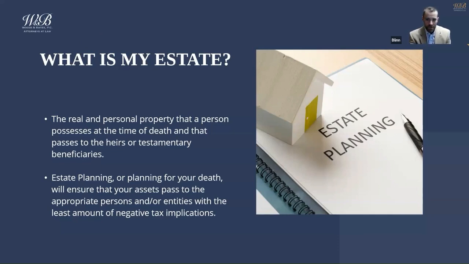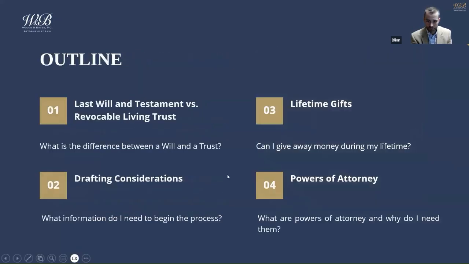Okay, so when they die, they're going to own assets. And what we're doing when we're doing estate planning is we're planning for someone's ultimate death. We're going to try to ensure that the assets pass to the appropriate person or the entities they want with the least amount of tax implications. Okay, are we leaving our assets to specific people, charities, organizations, whatever we want? And can we do that without having to pay any tax on what we worked hard to earn during our lifetimes?